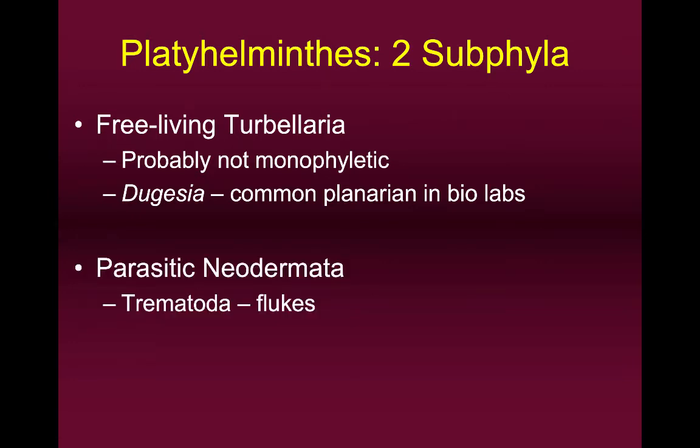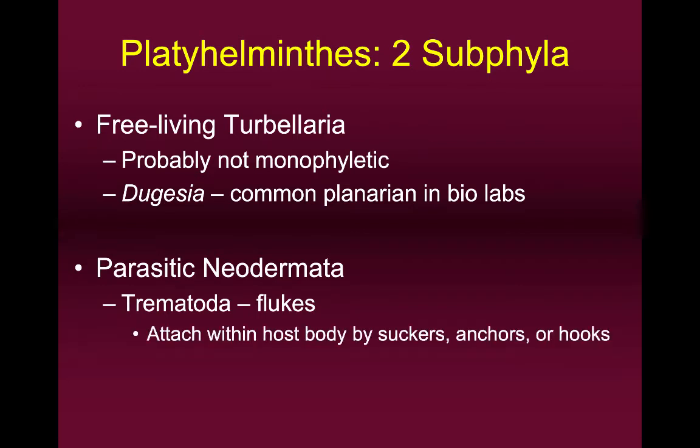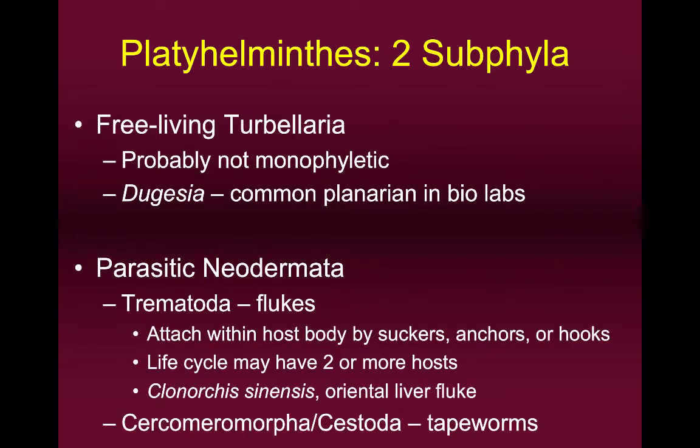The other subphylum is the subphylum Neodermata. So within the Platyhelminthes, we have the Turbellaria, which are all free-living, and we have the Neodermata, which are all parasitic. And then within the Neodermata, there are two classes, the Trematoda, which are the flukes, and the Cestoda, which are the tapeworms. All right, so we're going to look at some examples of both of these. Both of these have ways to attach to the inside part of their host, as we'll see, either suckers or anchors or hooks of some kind.